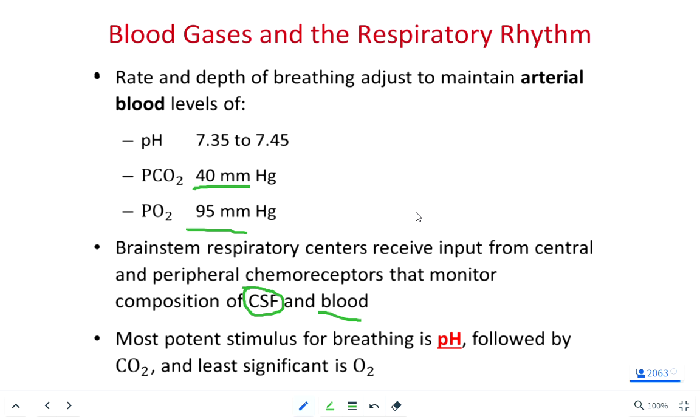So as we add more hydrogen ions or remove hydrogen ions from solution, we cause those side chain residues of amino acids to go from polar to nonpolar, and that dramatically is going to alter the shape of the protein. So we care the most about blood pH, and that's going to be the single most potent factor that regulates our respiratory rhythm. After pH, carbon dioxide concentrations are the second most potent, and then after carbon dioxide, surprisingly, oxygen is the least significant.